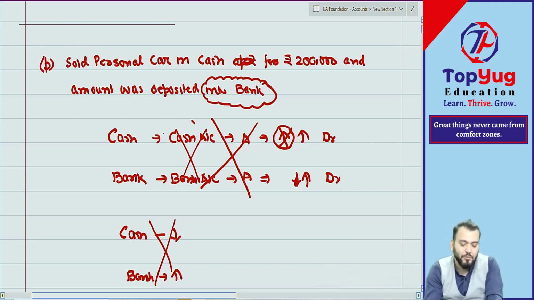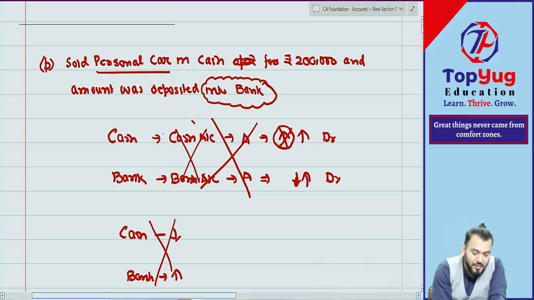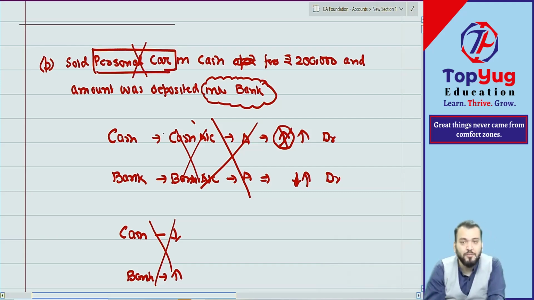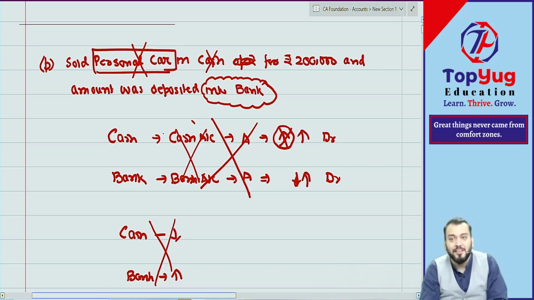Okay, now: sold personal car. This car is not a business asset, so we will not consider a car account. Now, sale of car, you receive cash. But when you sell your personal car, will you receive personal cash or business cash? So this cash is also not an aspect. You receive cash, that is personal cash. That cash was deposited into business.